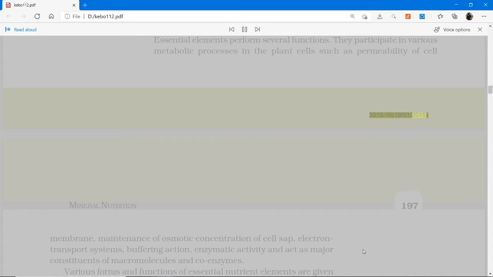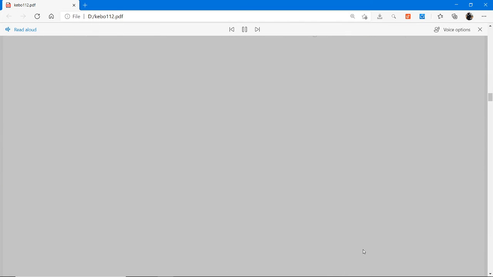membrane, maintenance of osmotic concentration of cell sap, electron transport systems, buffering action, enzymatic activity, and act as major constituents of macromolecules and coenzymes. Various forms and functions of essential nutrient elements are given below.